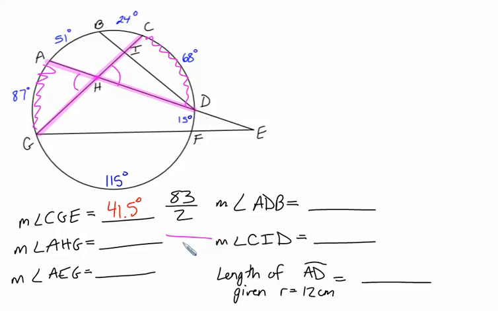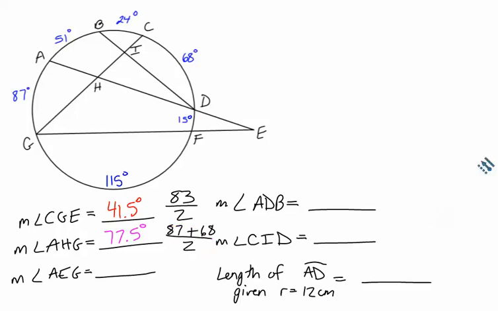Remember, when the angle has its vertex inside the circle, we take the two arcs, add them together, and divide by 2. Here the two arcs are 87 degrees and 68 degrees. Now we can just type that on our calculator. 87 plus 68, we get 155. Divide it by 2, and that turns out to be 77.5 degrees. That would be a sufficient amount of work to show on a test or any other assignment regarding the measure of angle AHG.